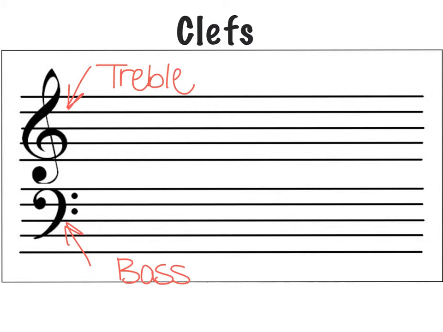Sometimes we call the treble clef the G clef. The reason is this last curved part of the treble clef is curving around the second line, this line right here. This second line is called G. Any note you write on it will be called a G. So that's why, since it curves around, we also call it the G clef.